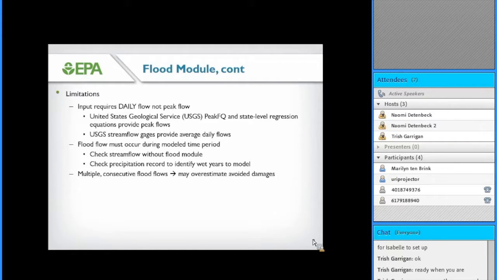Finally, the third consideration is that if there's multiple consecutive flood flows, the model may overestimate the avoided cost benefits. So if I have a flow that goes on for 2 days, the model will assess the damage on both days. So in a sense, it'll double count those costs, and then if your BMPs reduce the flows below the flood flow, it's going to take away both of those costs.